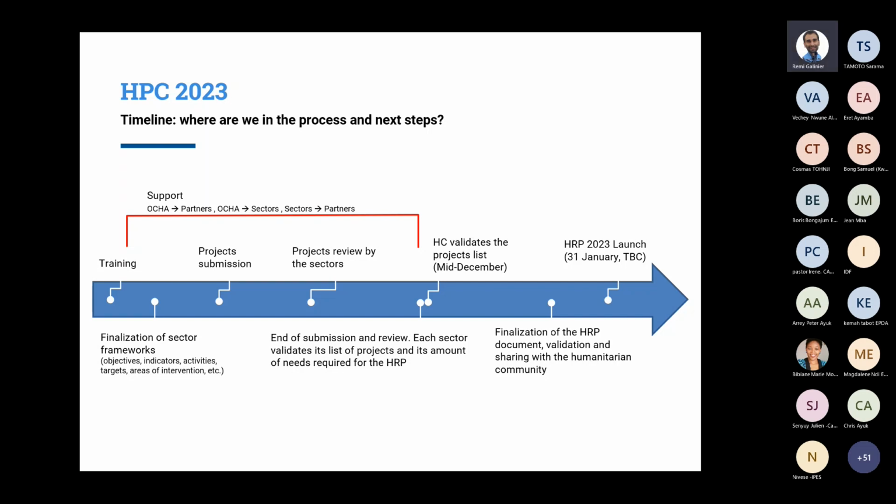So mid-December, we hope to get the HC validation for the list of projects that will validate the final amount for the HRP 2023. Then in December, January, OCHA will finalize the different documents, HNO and HRP, and do the editing of the documents with the visualization, graphics, figures, maps, pictures, the usual documents that we share every year. And we hope by the end of January we will have the HRP launch for 2023.